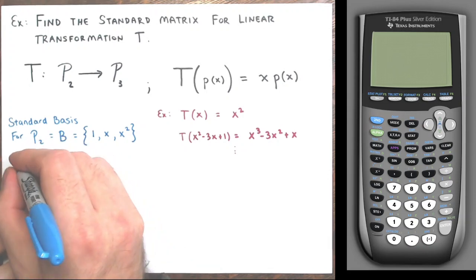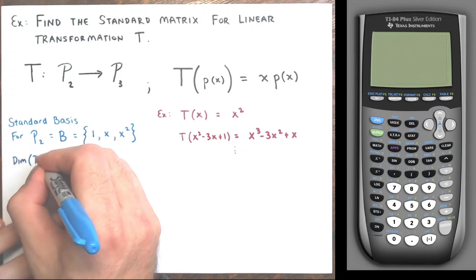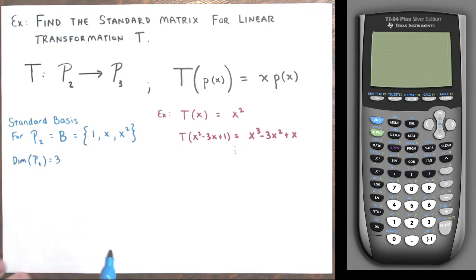And so the dimension, we've seen this before too, the dimension of P2 is 3. There are 3 vectors in here. Okay, that's the standard basis of the domain.